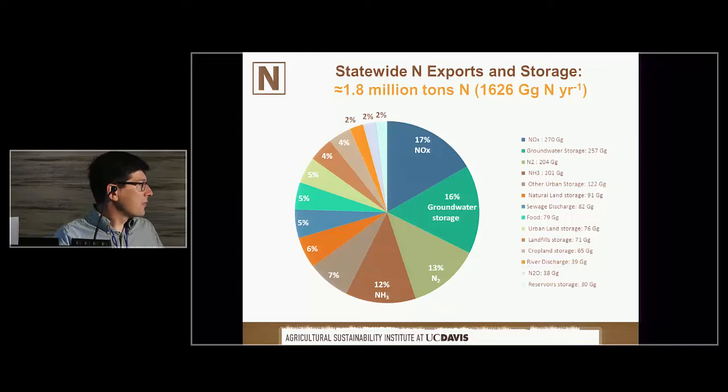And then one of those green bars at 5% is the amount of food that's exported from the state. So we do produce relatively more food than we need to feed all the people in California, but we do import livestock feed.